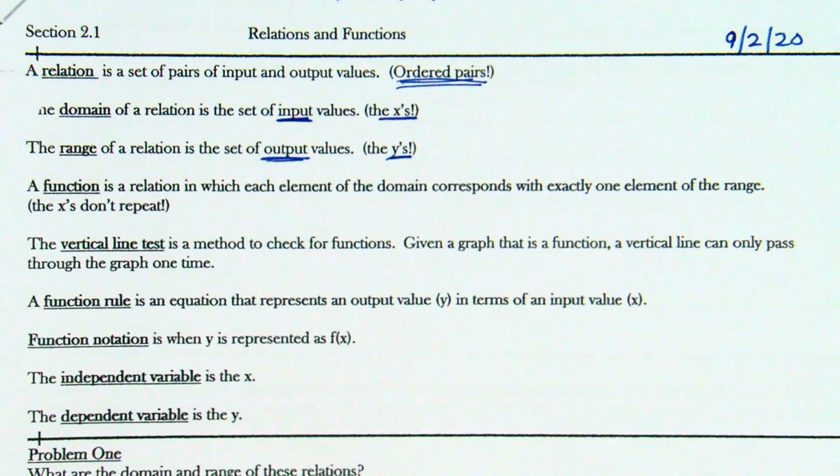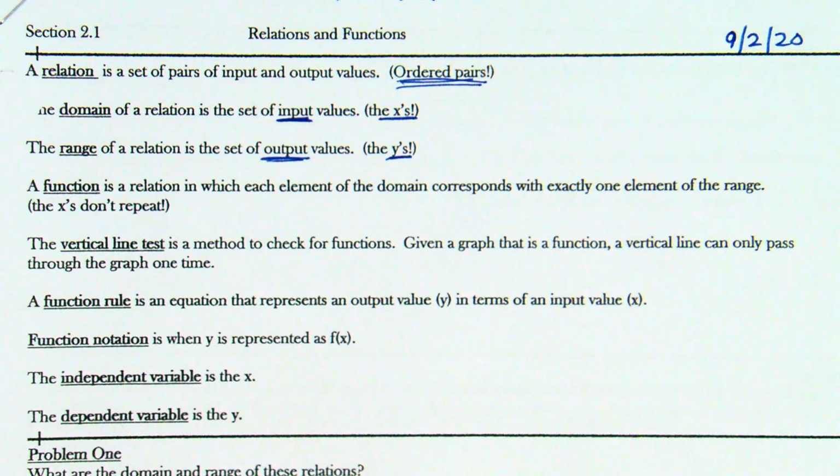Okay, definition of a function. Official terminology here. A function is a relation in which each element of the domain corresponds with exactly one element of the range. In short, the x's don't repeat. I always say it as each x pairs with exactly one y. If you have an x that is paired with different y's, then that makes it not a function. But the short of it is, the x's don't repeat.